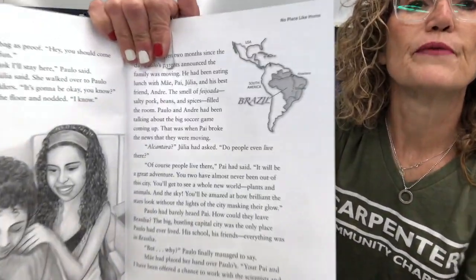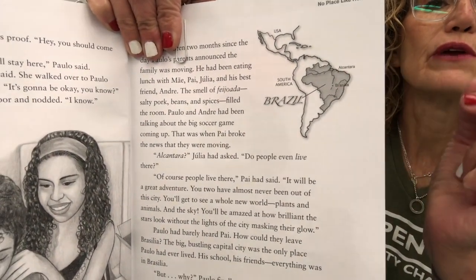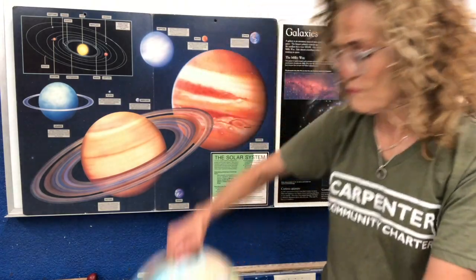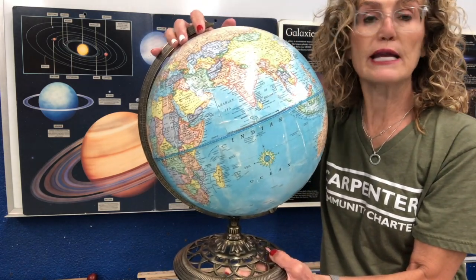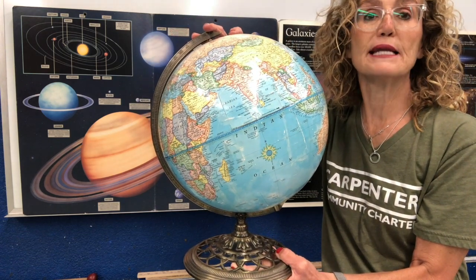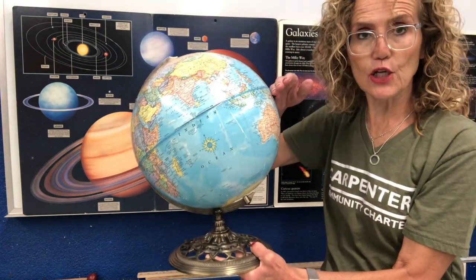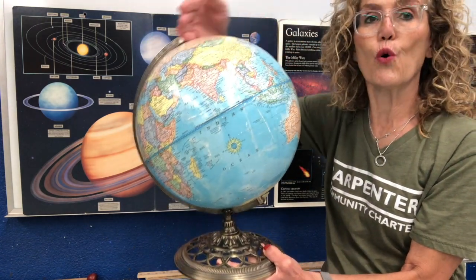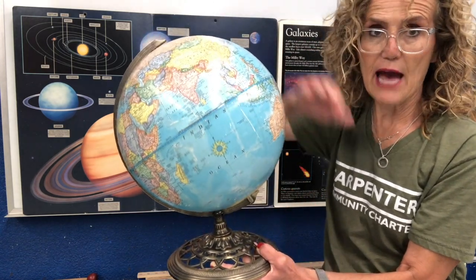I wanted to show you a little bit of a map of Brazil. So Brazil is in South America, and it's down over here. And I'm going to show you on the globe. So again, here's the globe. This is a model of the Earth, and it is a sphere, right? It's a ball, it's a sphere. And the word hemisphere means half of a sphere. So the equator cuts the globe in half, and we have a northern hemisphere, half of a sphere, and a southern hemisphere, half of a sphere.